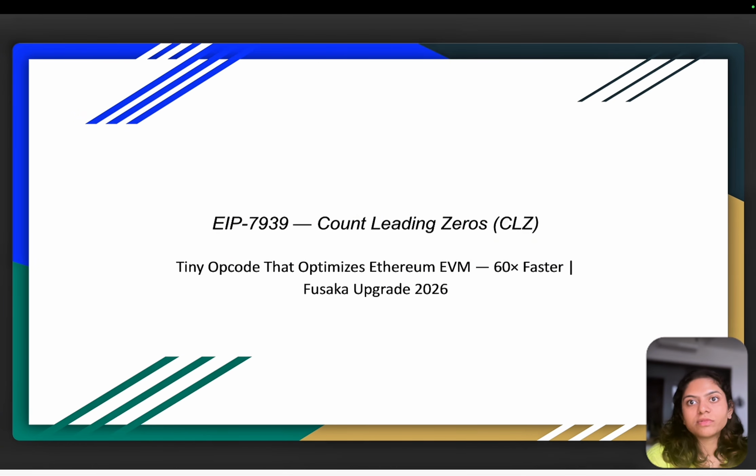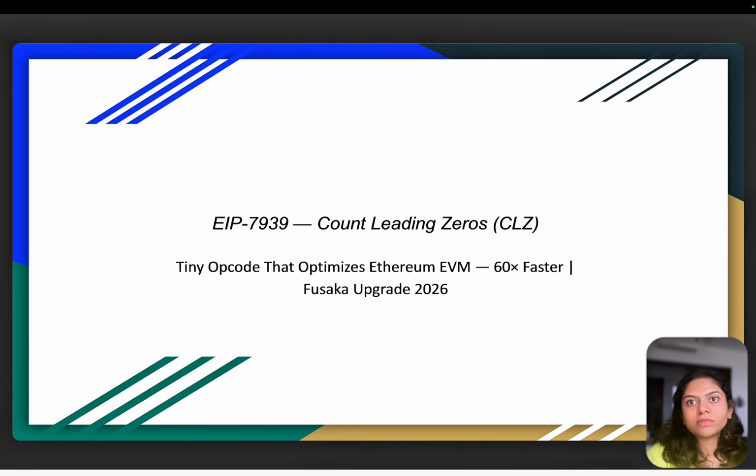So CLZ stands for count leading zeros. Super simple: take a number, look at it in binary, and count how many zeros appear from the left side. If the left side starts with a non-zero digit, then you don't count zeros. It's literally the EVM asking how many zeros are at the front of this number. And this tells you how big the number is in binary terms.